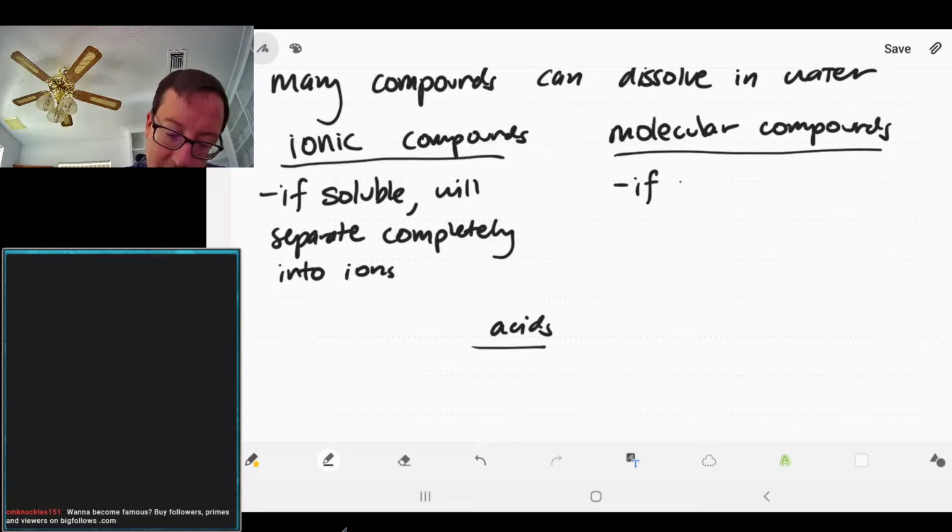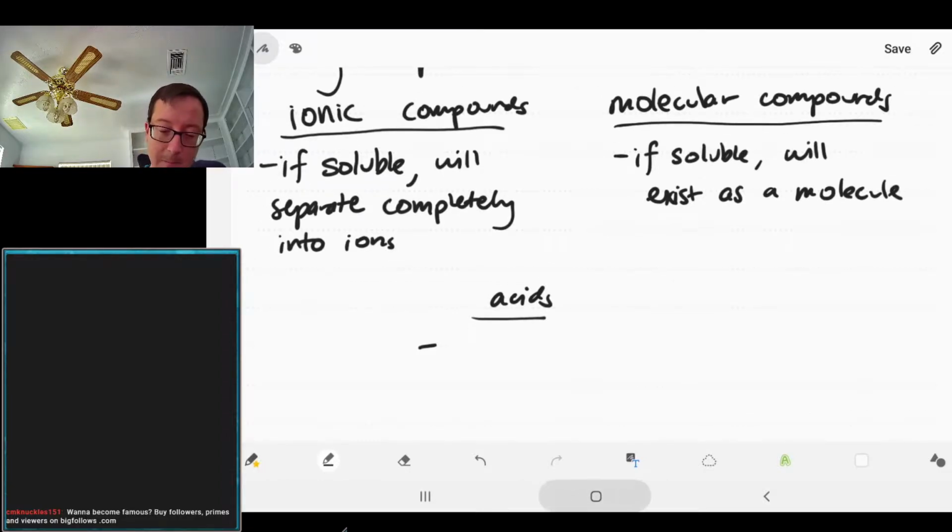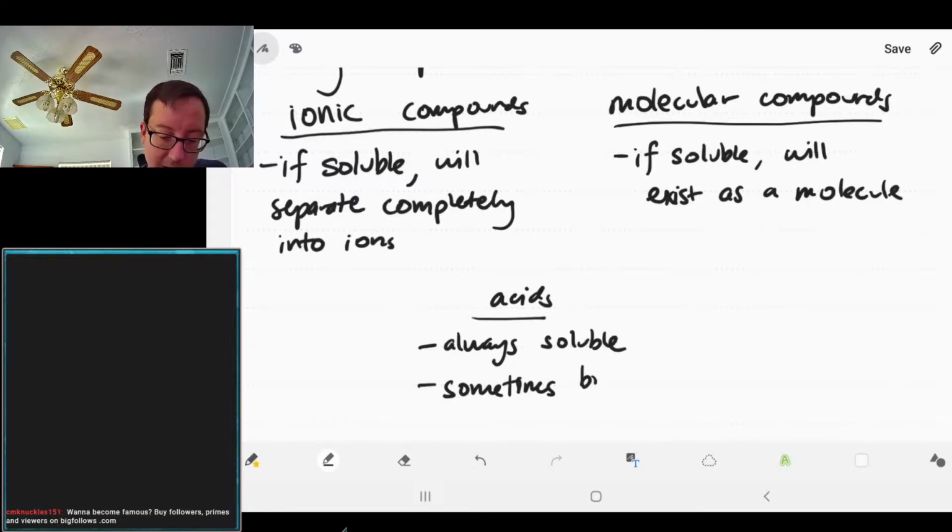If a molecular compound is soluble, it will exist as a molecule still. Meaning there's no separation of anything that's happening. It's just dissolved. It will still exist as a molecule there. And acids, we're going to see, are always soluble, but sometimes break into ions. So acids are going to be our middle ground here. So let's talk about all of these one by one.